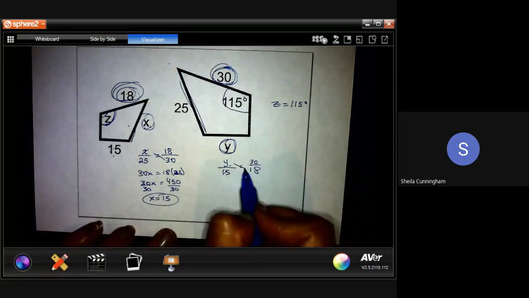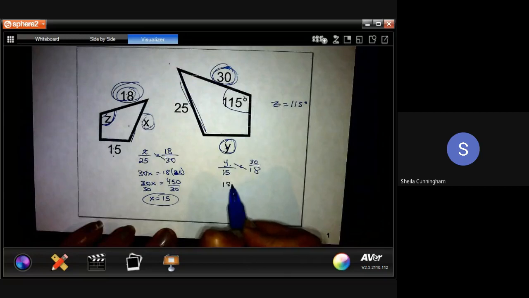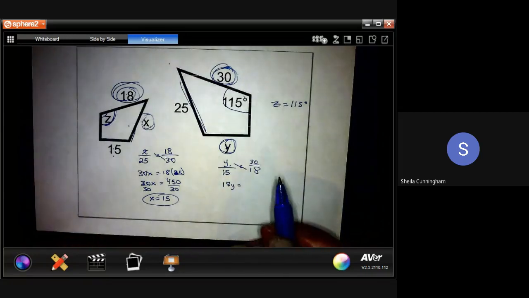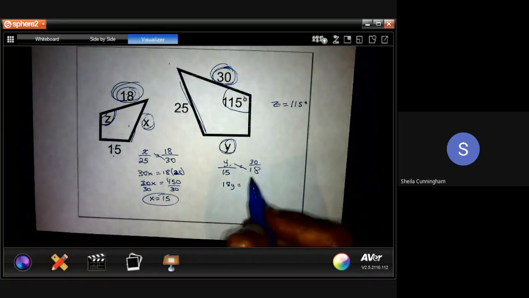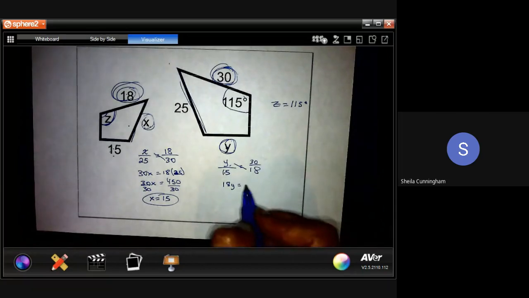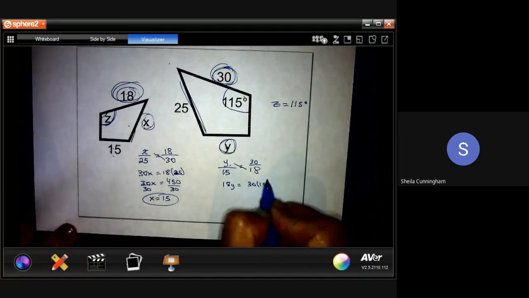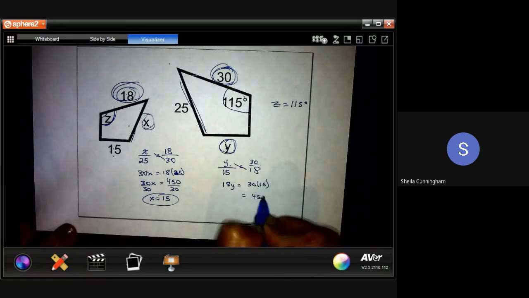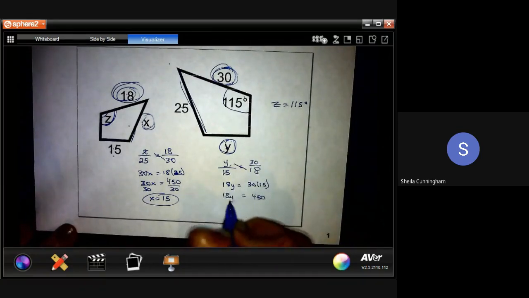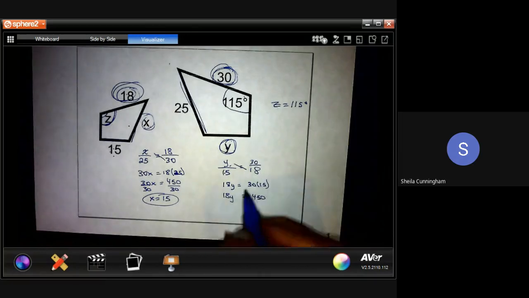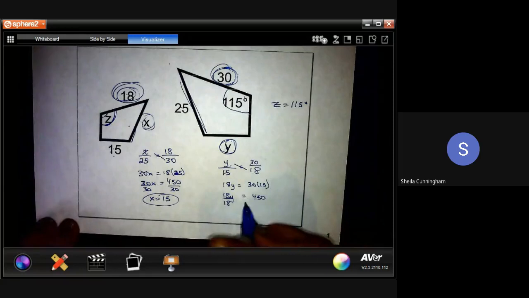So now I can go ahead and cross multiply, which is going to give me 18y. And I am going to take the 30 times the 15, which works out to 450. Still, that didn't change. And I am going to divide both sides by the 18. And I'm getting y is equal to 25.